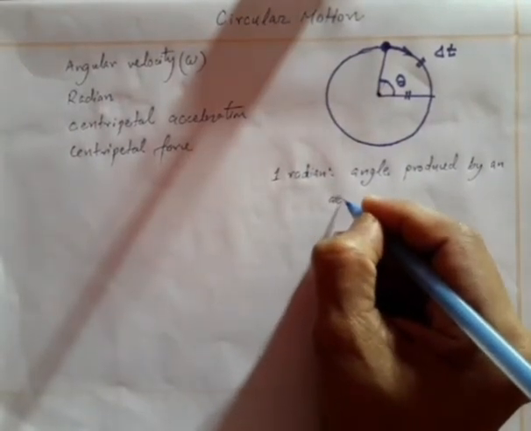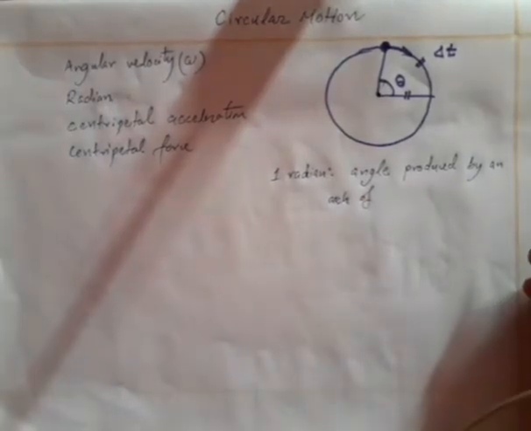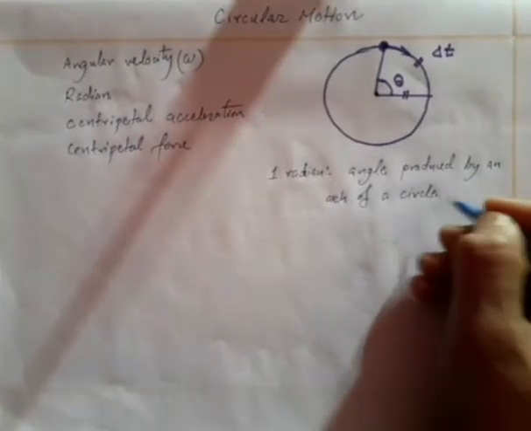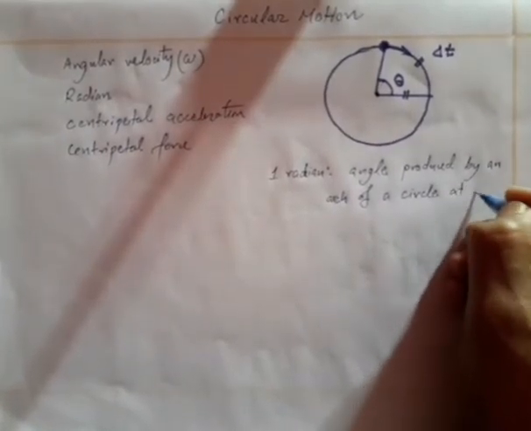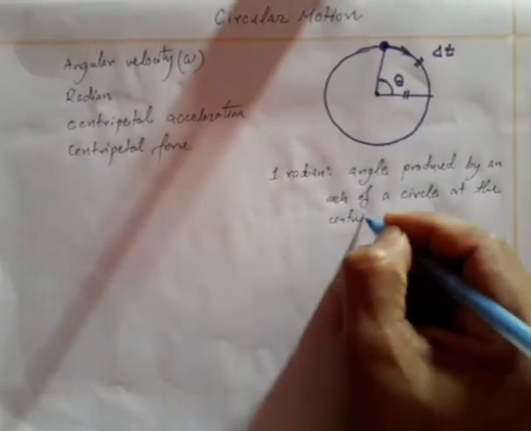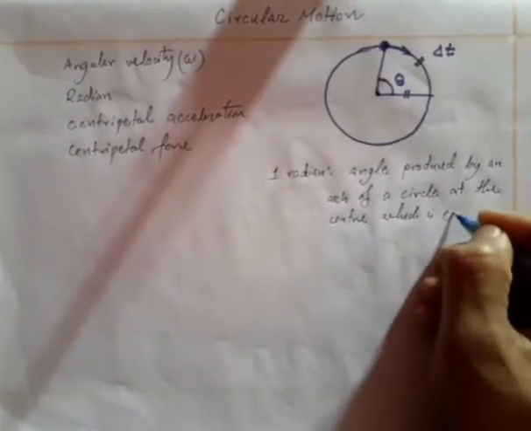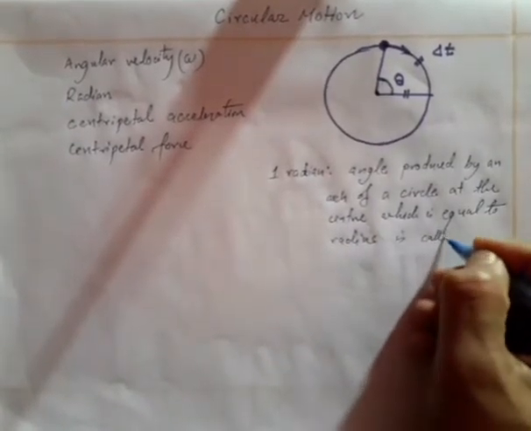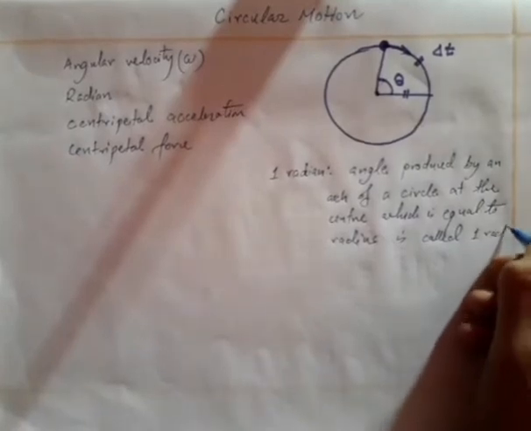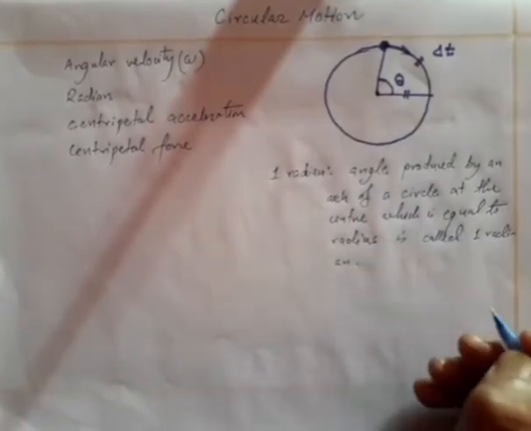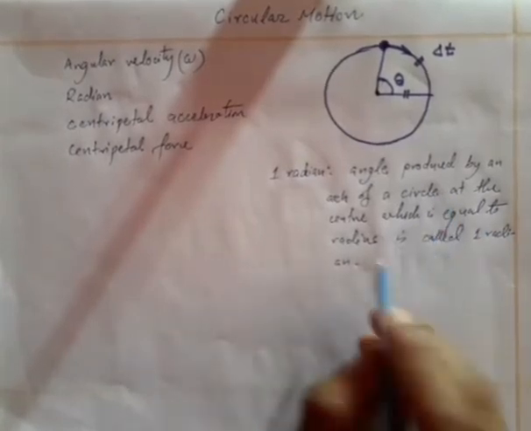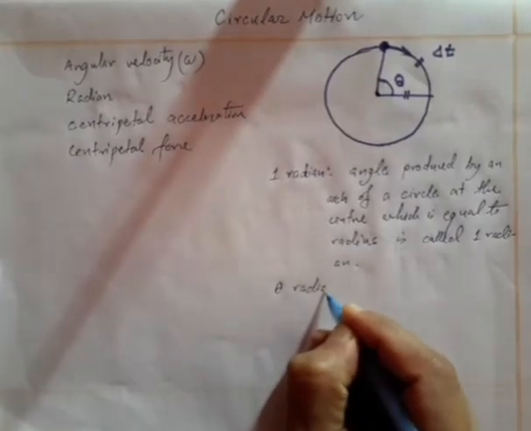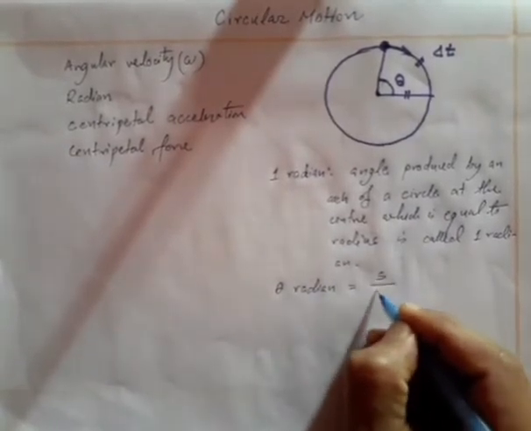I am repeating, the circular motion is when something rotates in a circle at a constant speed, then this motion is called circular motion. Okay, the first term of the circular motion is radian. 1 radian is the angle produced by the object at the center by an arc which is equal to radius. This is irrespective of the size of radius. That means for any sized radius, any sized circle, this is true.